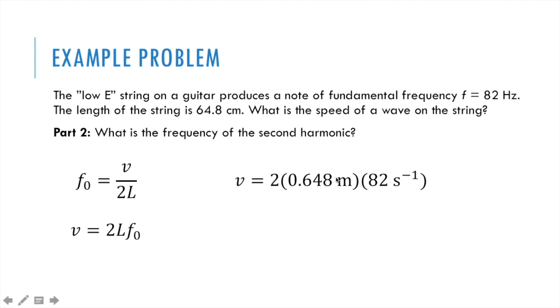You solve for V, we're going to plug in, don't forget to convert to meters, and we find 106 or so meters per second, which is true. That's about how fast a wave on a guitar string moves.